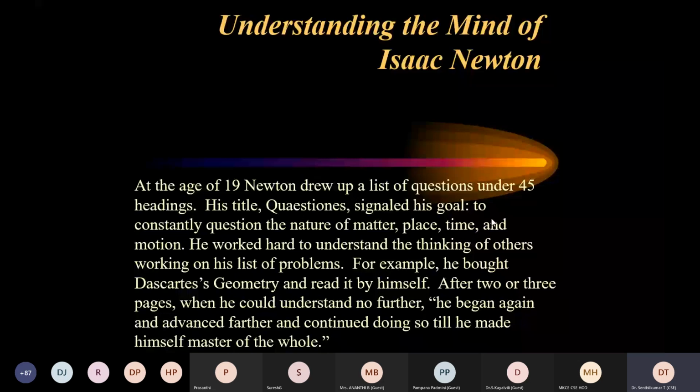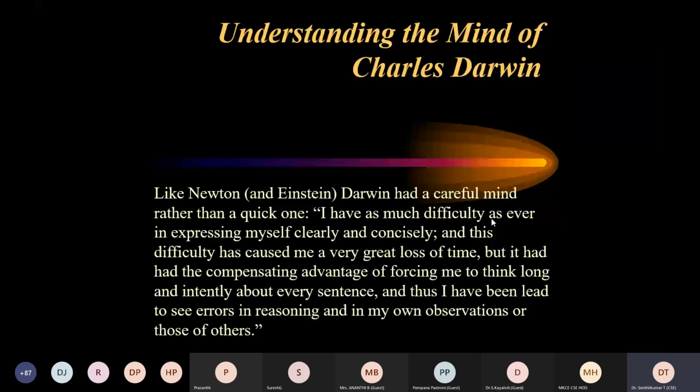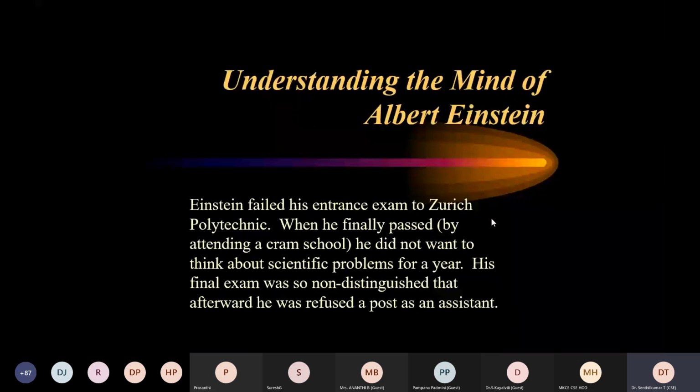If you take Charles Darwin, each one of you knows about his success, right? He kept asking very simply, what should I think more and more, so that I am able to correct the errors or understand more the observations that I see in front of myself. That was Charles Darwin's thought process. Now, Albert Einstein. His story, each one of us knows. He failed his entrance exam at the Polytechnic. When he finally passed, he did not want to think about scientific problems for a year. The final problems he took in the end semester exams were so undistinguished, and afterwards he actually refused to post even as an assistant. So this is from Albert Einstein's mind.